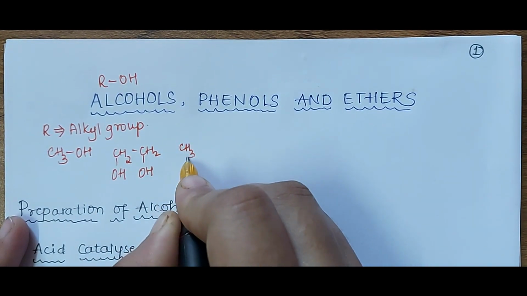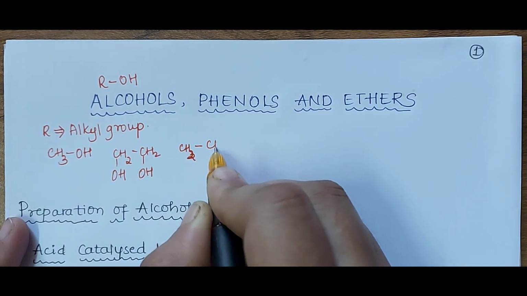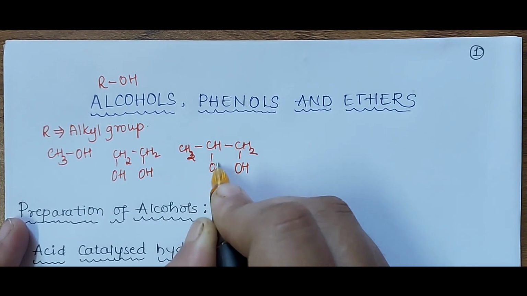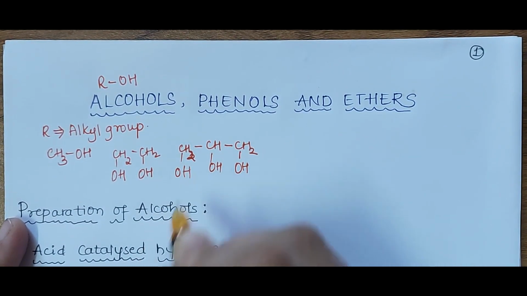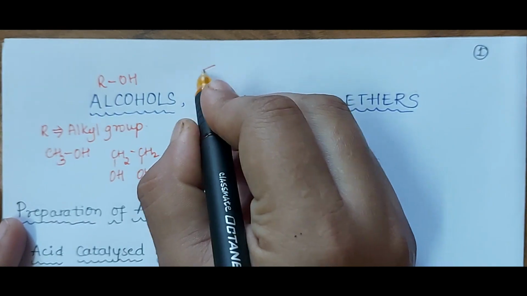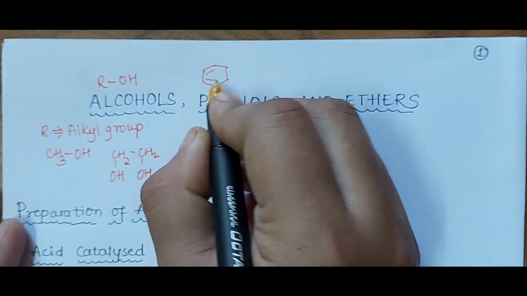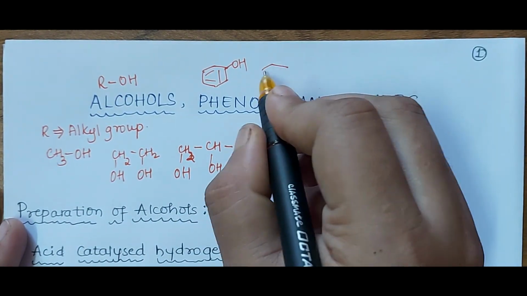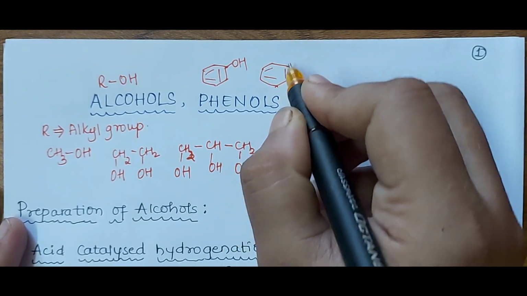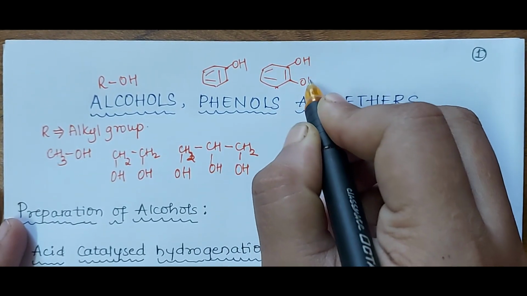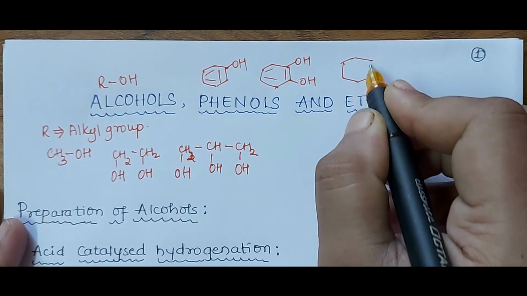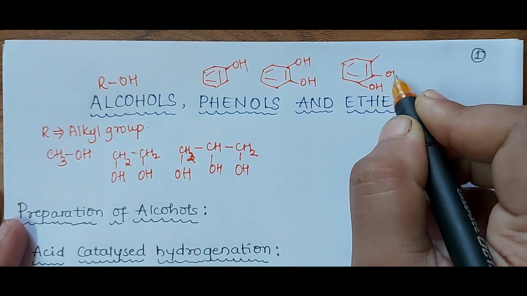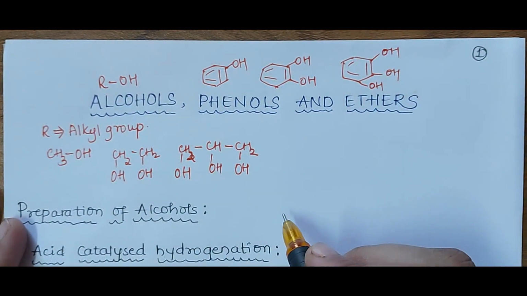Next is CH2OH-CHOH-CH2OH. Since three OH groups are present, it's a trihydric alcohol. And phenols: for a benzene ring, if an OH group is directly bonded, we call it phenol. Similar to alcohol, even phenols are monohydric, dihydric if two OH groups are present, and trihydric if there are three OH groups present on it. So based on the number of OH groups, we classify them as monohydric, dihydric and trihydric.